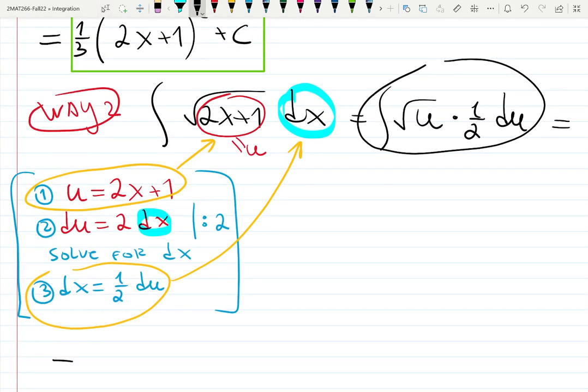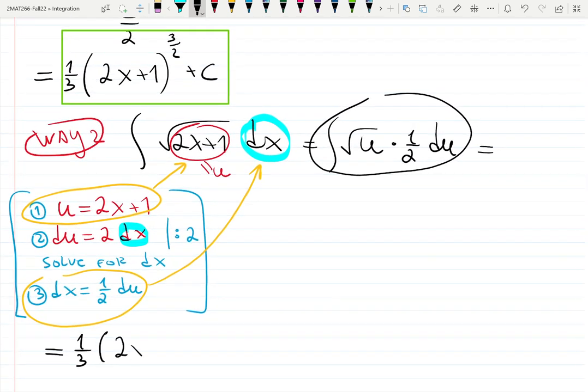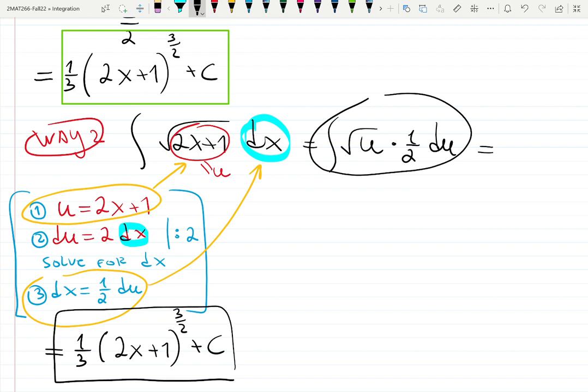We know how to do that. I will just write down the answer. 1/3 (2x plus 1) raised to 3 halves plus c. The same answer. If you want to check if you're wrong, differentiate this. 3/2 goes down, multiplied by 1/3 gives you 1/2. 2x plus 1, change the power, becomes 1/2 times 2 by chain rule, and you get exactly the square root of 2x plus 1. So maybe put dot, dot, dot, dot equals, because we just solved it already.